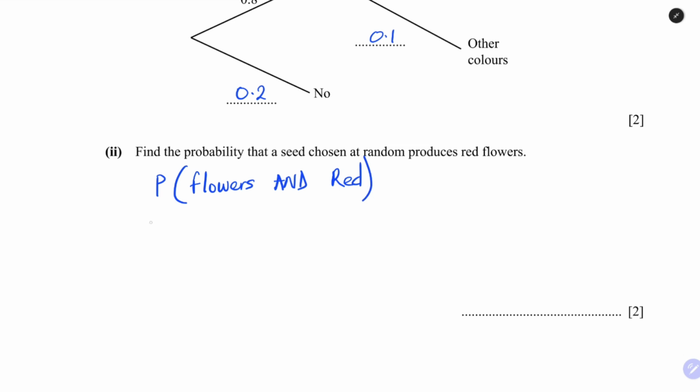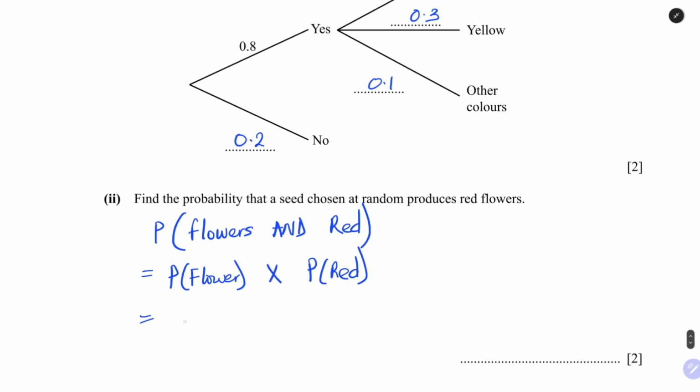I hope we understand. So this is the probability of it flowering, multiplied by the probability it is red. What's the probability it flowers at all? We're given in the question, that is 0.8. What's the probability it turns out red? That is 0.6.